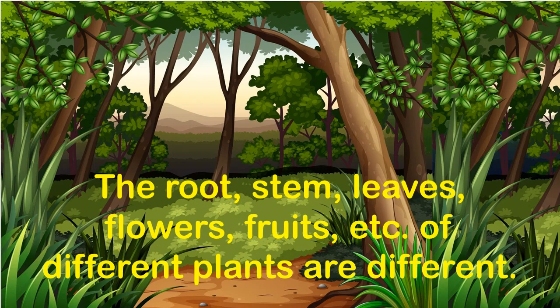Now student, the roots, stem, leaves, flowers, fruits, etc. of different plants are different from each other, and we can identify plants with the help of these different characteristics. Let us now acquaint ourselves with these plant organs in greater detail. But in this video we shall study only roots and types of roots, and we will do the other parts in later videos. So first, let us study roots.